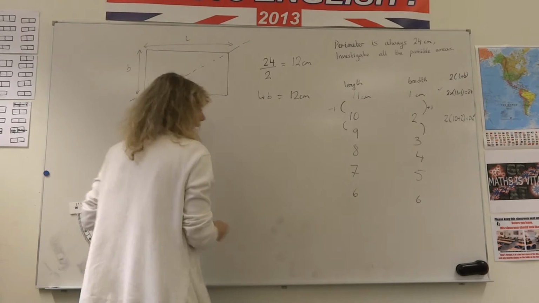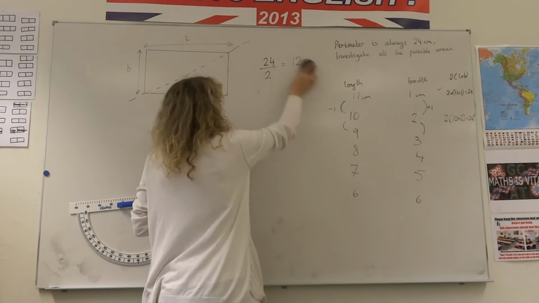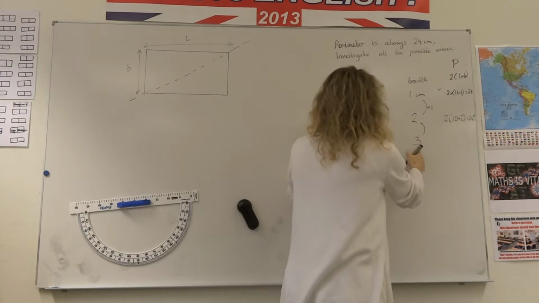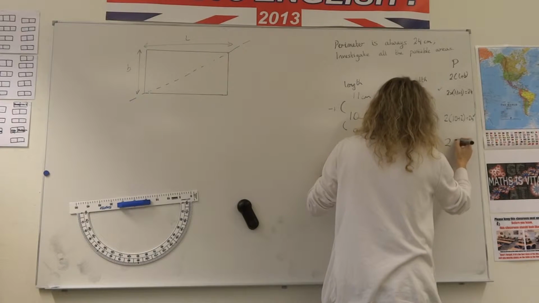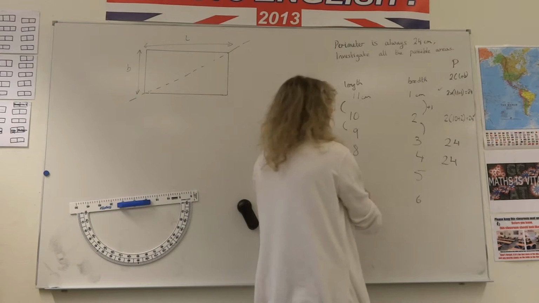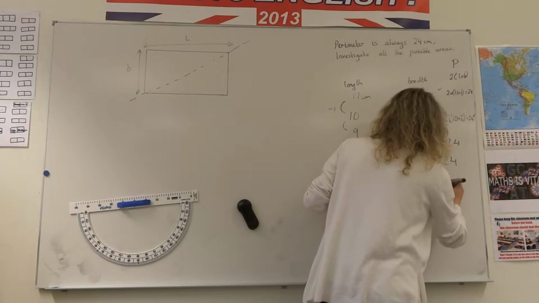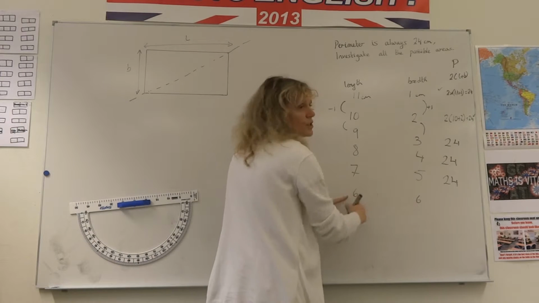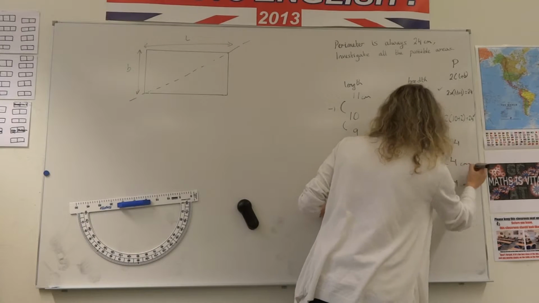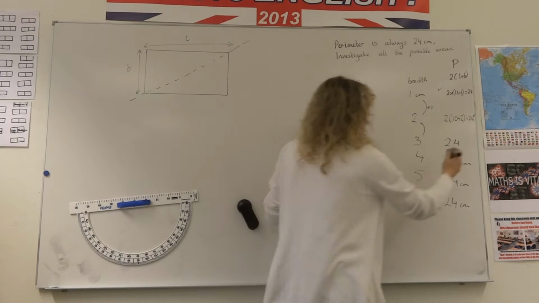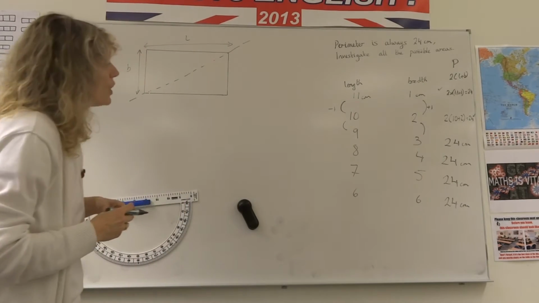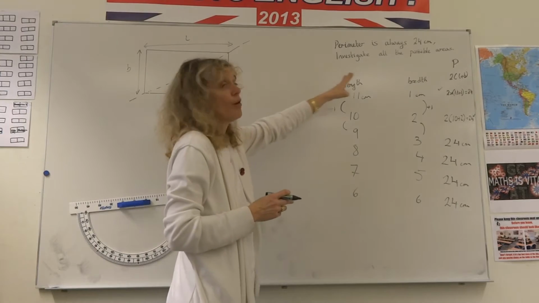So if we were to look at the perimeters of these rectangles, we know that they're all going to be 24. 9 plus 3 is 12, 12 times 2 is 24. 8 plus 4 is 12, 12 times 2 is 24. 7 plus 5 is 12, 12 times 2 is 24. 6 plus 6 is 12, 12 times 2 is 24. So all of these are rectangles, and the last one is actually a square, which is a form of a rectangle. Anyway, it's just a rectangle where all the lengths are the same. So these are all the possibilities of my rectangles.